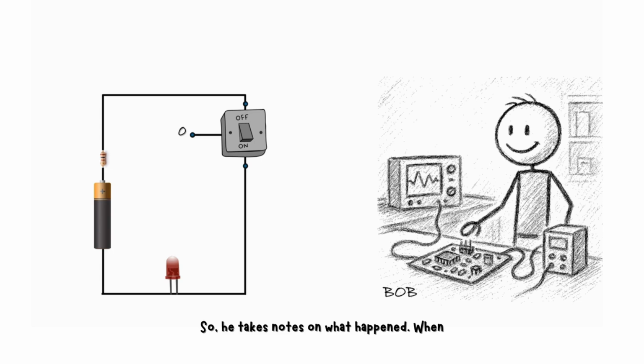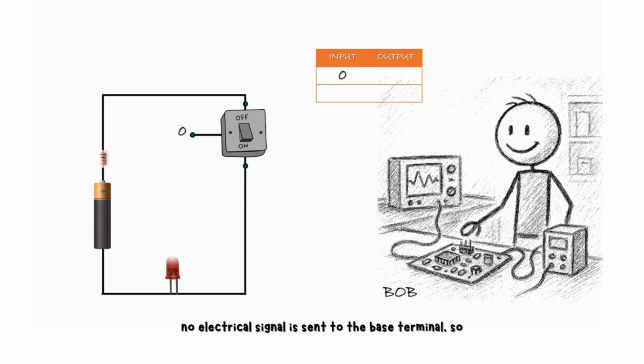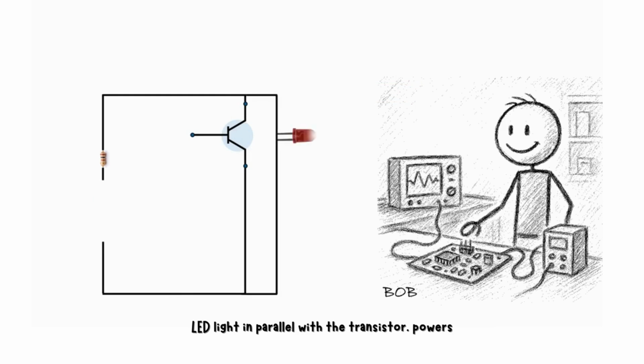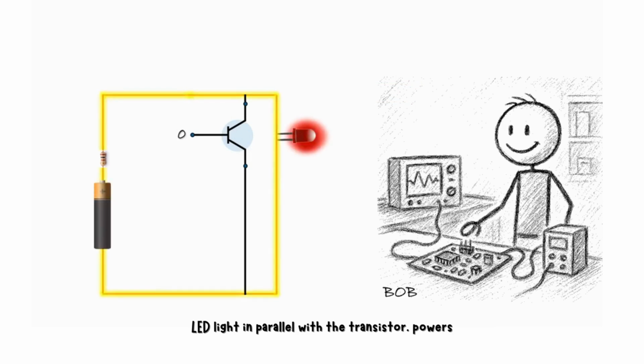So, he takes notes on what happened. When no electrical signal is sent to the base terminal, so input is 0, the result is LED light off, meaning output is 0. When an electrical signal is sent to the base terminal, so input is 1, the result is LED light on, meaning output is 1. At this point, Bob modifies the circuit structure by placing the LED light in parallel with the transistor. Bob powers the circuit and takes note once again.